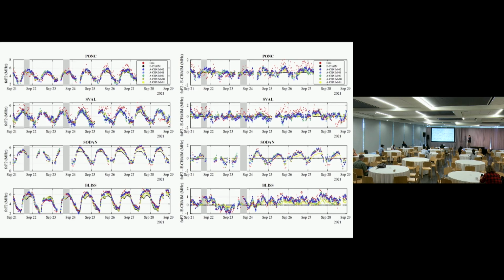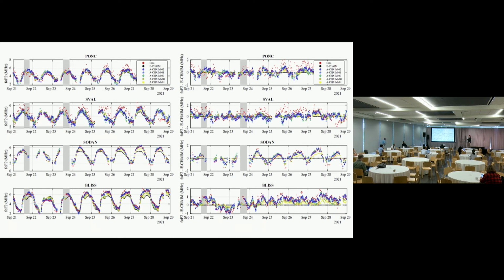So, I'm just going to jump right into some of our more conventional validations. Here we have FOF2 from Pond Inlet, Svalbard, and Sondrestrom, so this is in Northern Europe. I think I pointed these two out there in the polar cap and cusp. And then Blissville, which is on the eastern coast of North America.